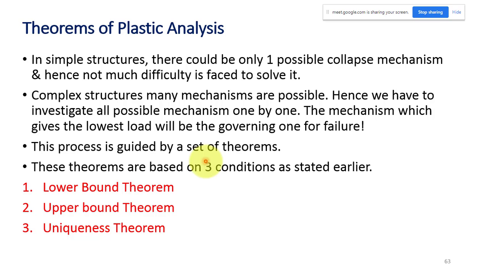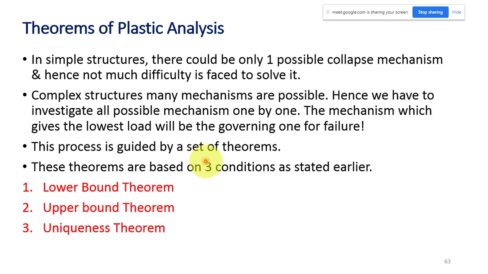The mechanism is indicating a collapse stage, a failure condition. So corresponding to that, what is the ultimate load the structure can take? That I can estimate, and the mechanism which gives the lowest load will be the governing one for your failure. That is why we will take all the mechanisms.